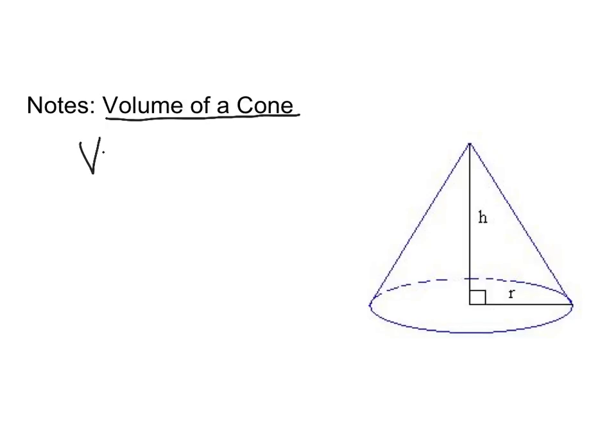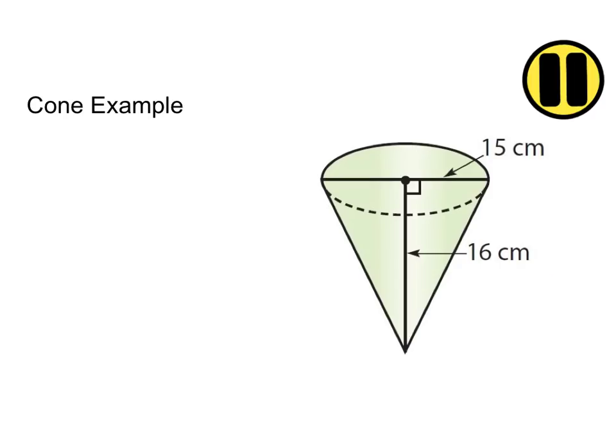So our formula here is going to be the area of the base times the height divided by 3. So the area of the base is pi times r squared, and then times the height, and then all of that divided by 3. All right, once you have this formula down and properly labeled, we'll go ahead and try it with an example. Okay, so use the formula to find the volume of this cone.